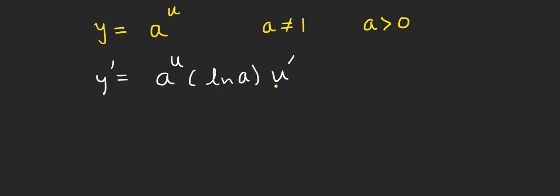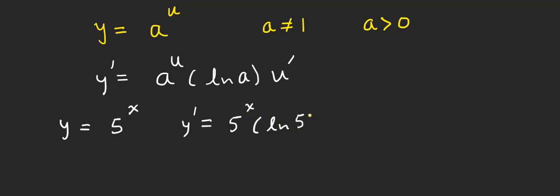So let's do some examples. Let's say you have y equals 5 to the x. So what will be the derivative of this? The derivative will be just 5 to the x times natural log of 5 times the derivative of u. What is u? It's just x. What's the derivative of x? Just 1. So this will be the derivative of y.